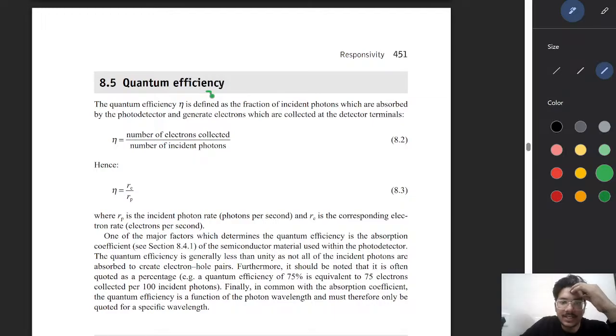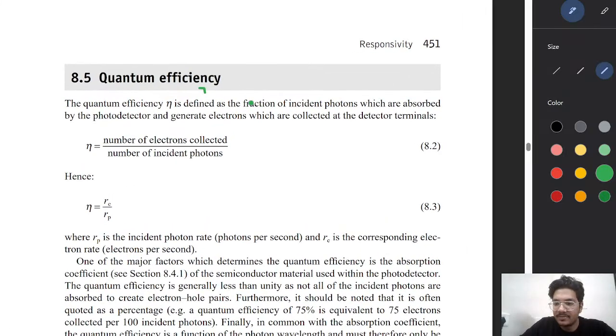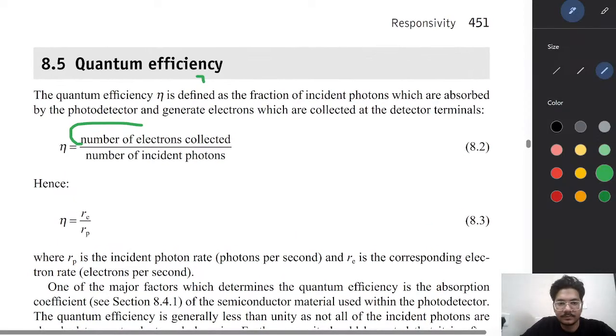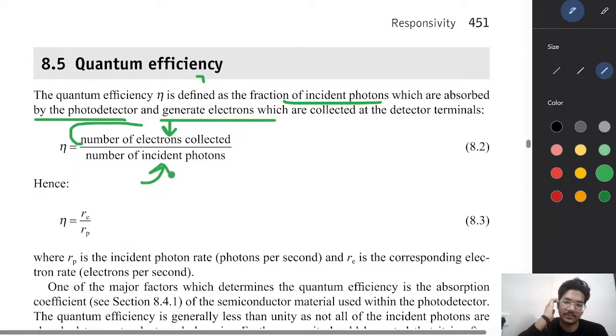So quantum efficiency is defined as the fraction of incident photons which are absorbed by the photodetector and generate electrons which are collected at the photodetector terminals. So it is the number of electrons collected divided by the number of incident photons.